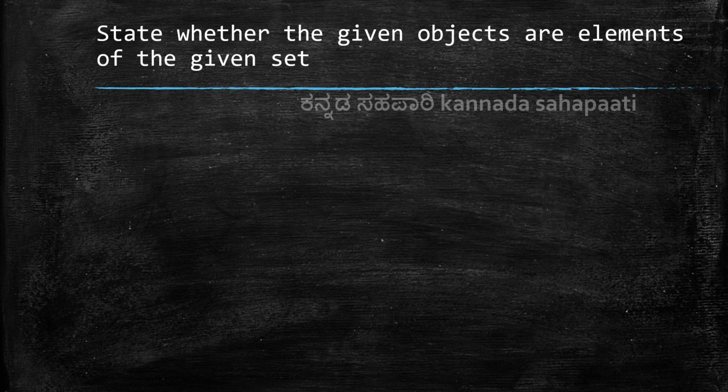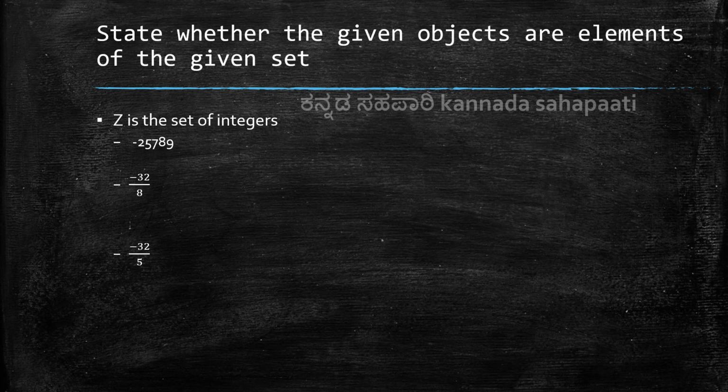State whether the given objects are elements of the set. The given set is Z, the set of integers. We should identify whether minus 25,789 is in the set of integers or not, or minus 32 by 8 is in the set of integers or not, or minus 32 by 5 is in the set of integers or not. Let's take the first one.